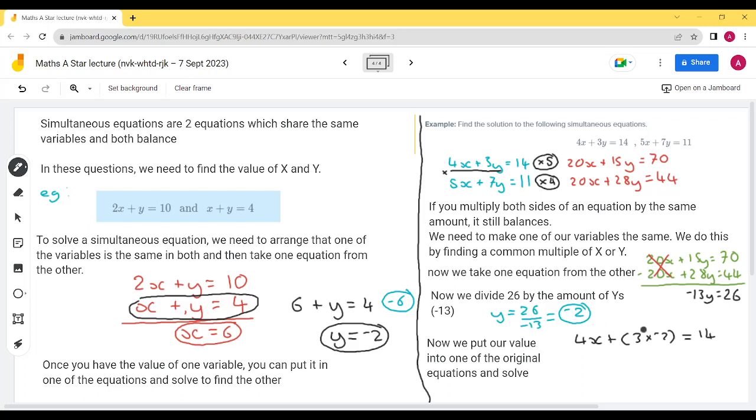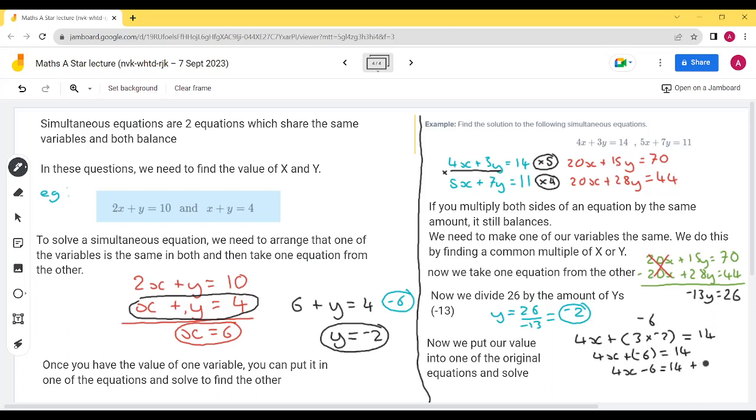Well, 3 times negative 2 gives us negative 6. So we've got 4x plus negative 6 equals 14. And if you're adding a negative, you're actually taking away. So you can rewrite it as 4x take 6 equals 14.